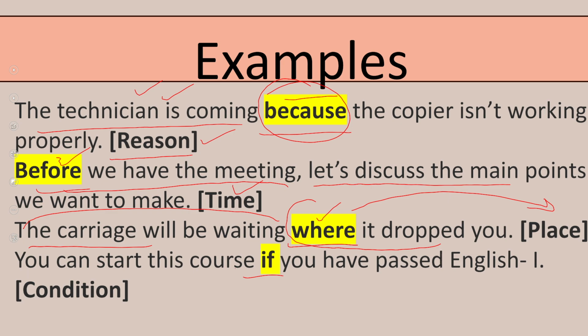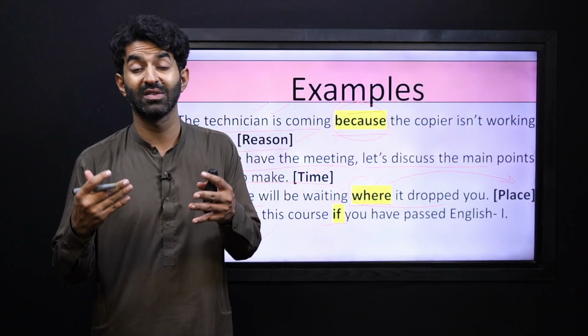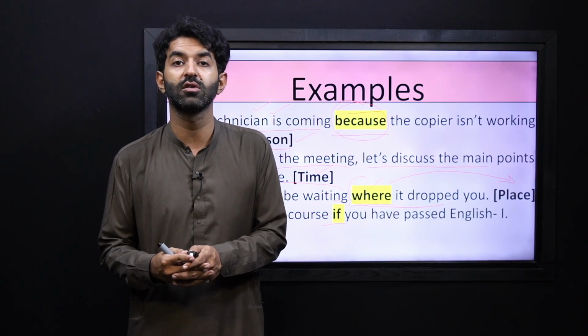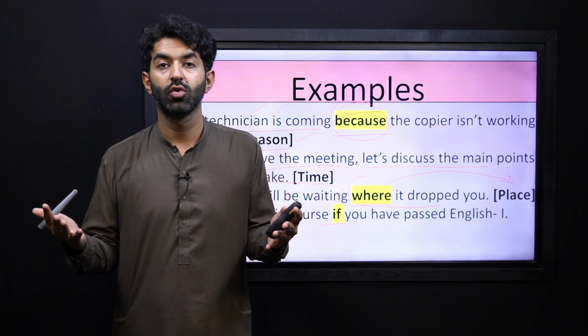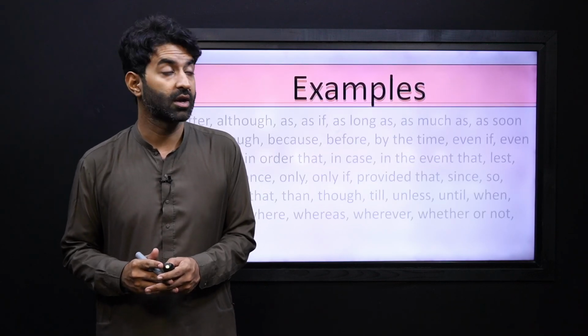You can start this course if you have passed English 1. Now this is putting a condition, and it is clarifying the meaning of the dependent clause when it is connected with an independent clause using the subordinator, and that's how you use your subordinating conjunctions.